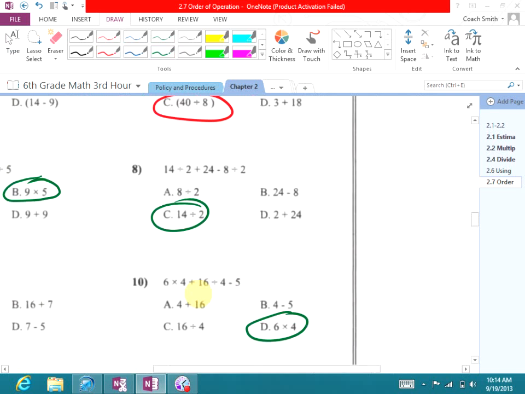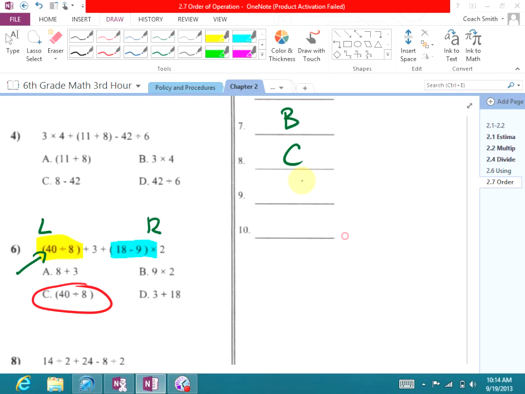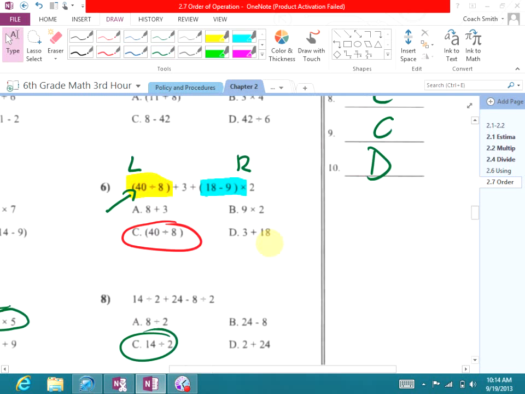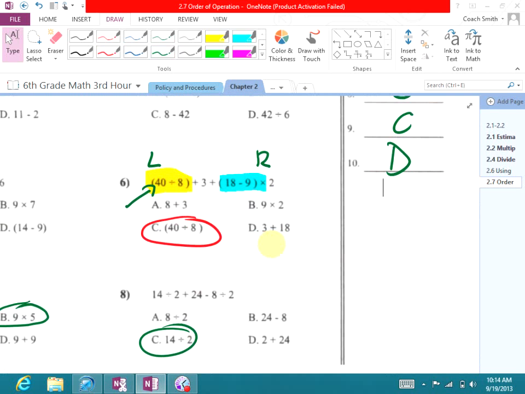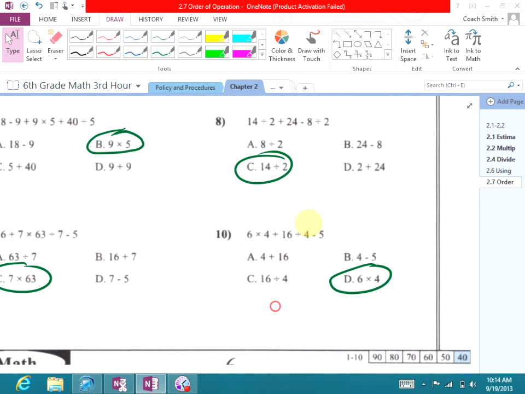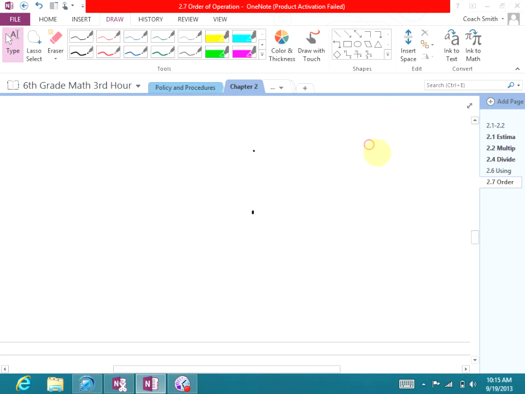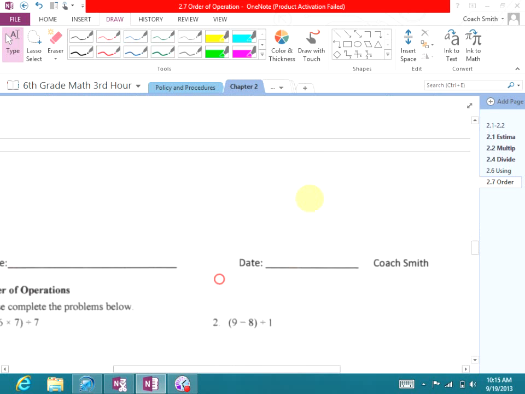So on number 9, we put in C in the blank. Had a lot of C's. And number 10, we put what? D, thank you, as in dog. Okay? All right, now that we understand our first step, now we're going to go down to some actual problems and do the first step.